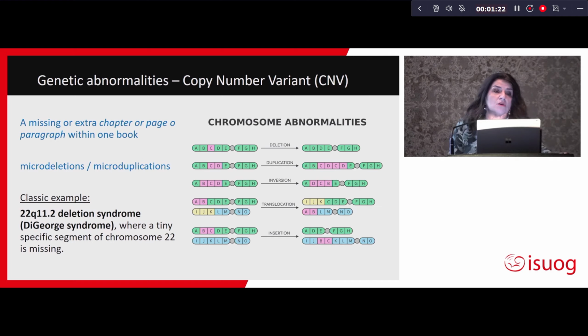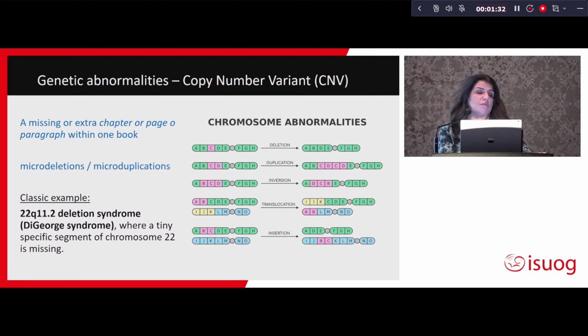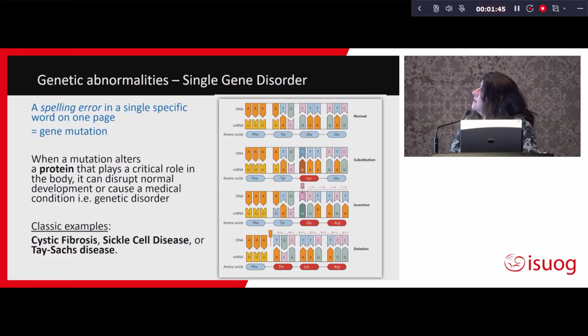Then you can get copy number variants, and these are microdeletions or microduplications, and this is where you've got a missing bit of text in the recipe. So it could be a missing paragraph, a missing page, or even a missing few words. And the most classic example, and it's been mentioned several times today, is DiGeorge syndrome, but there are others.